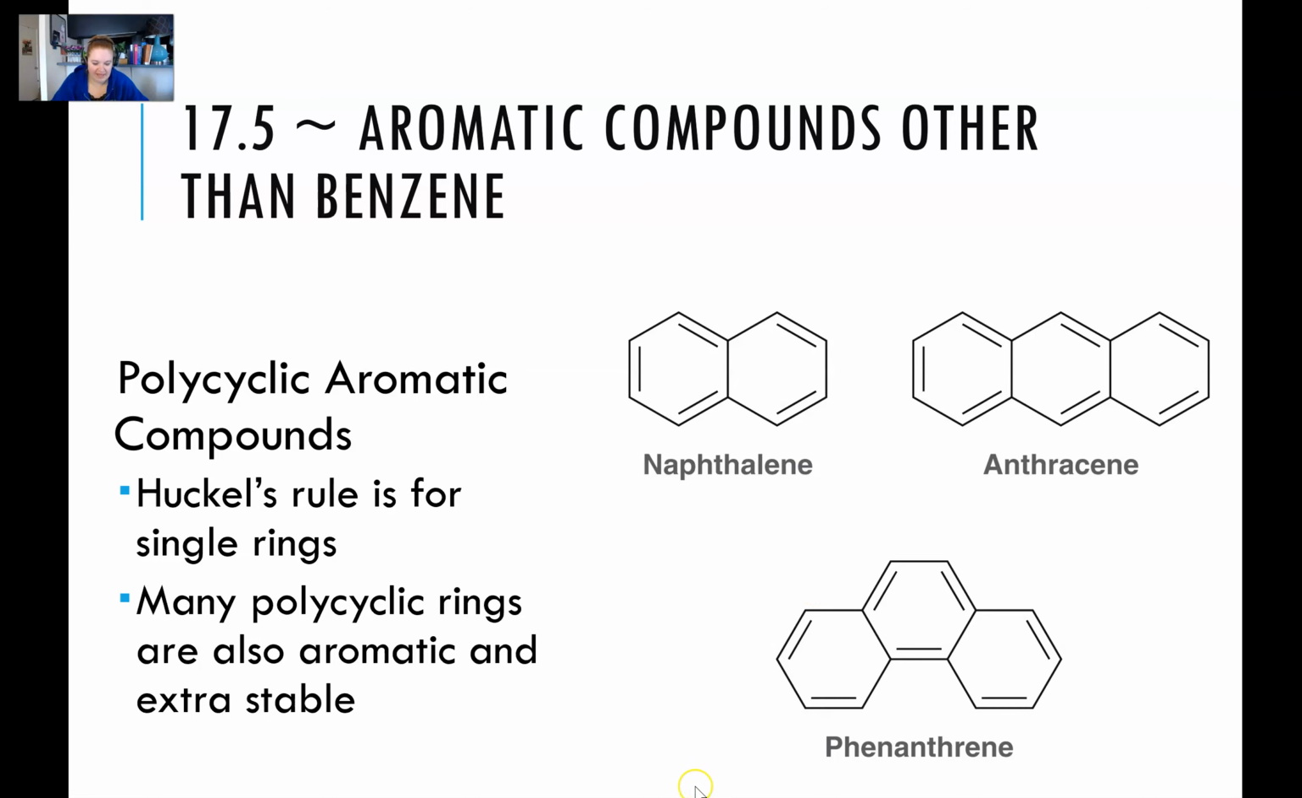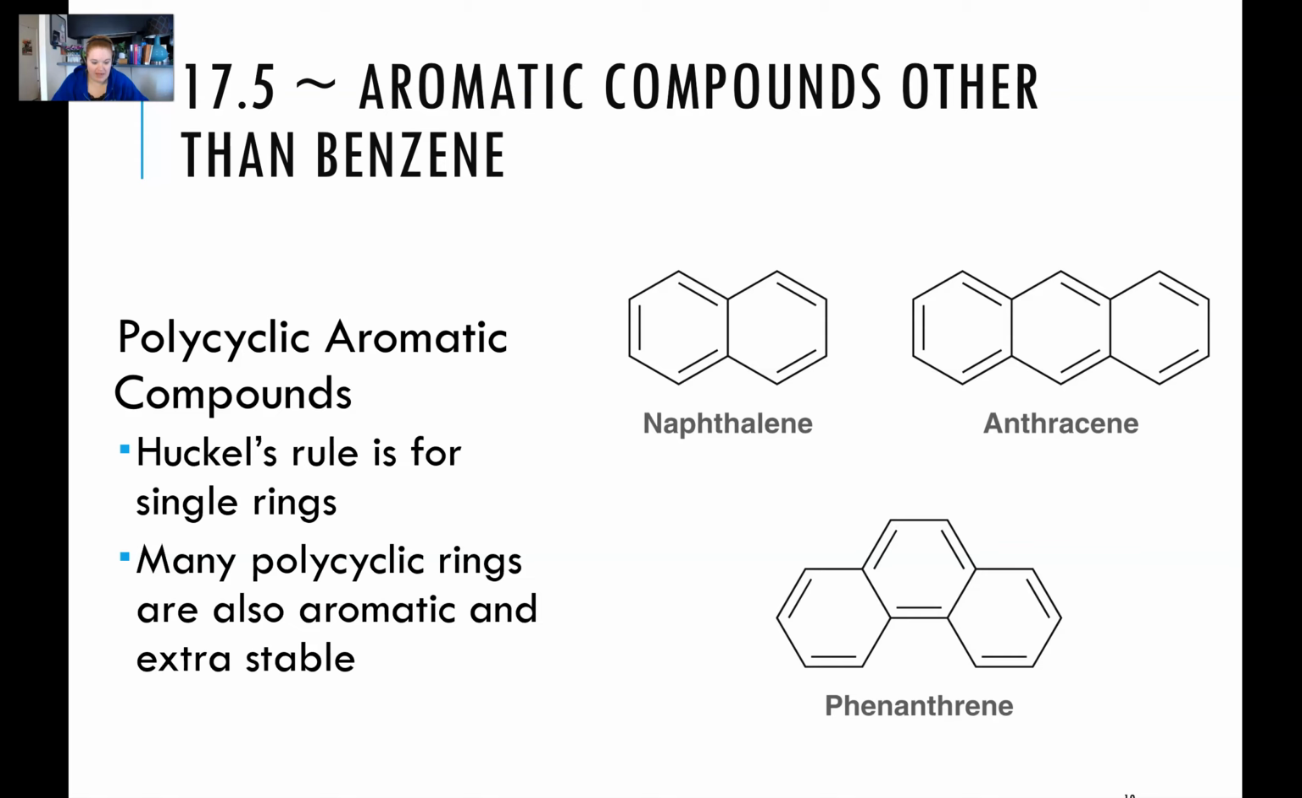We can have multiple rings in a system and have it be aromatic. So these are a couple examples: naphthalene, anthracene, and phenanthrene. So having 2 or 3 benzene rings fused together.